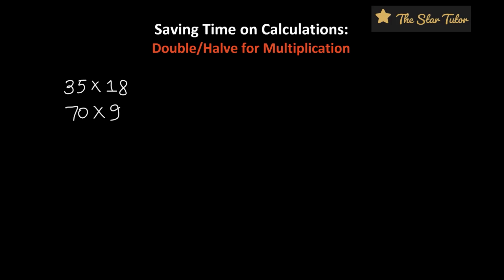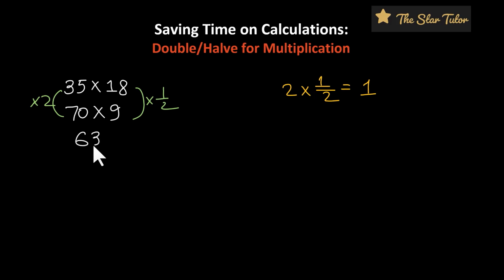How do I know? The double of 35 is 70 and half of 18 is 9. And when you double a number and halve the other, it's equivalent to multiplying by 1. And everyone knows that when you multiply by 1, the product doesn't change. So just multiply 7 with 9, that's 63, and with the 0, it's 630. That's it. 35 times 18 is also 630.